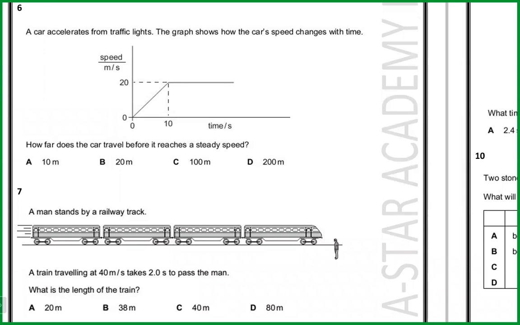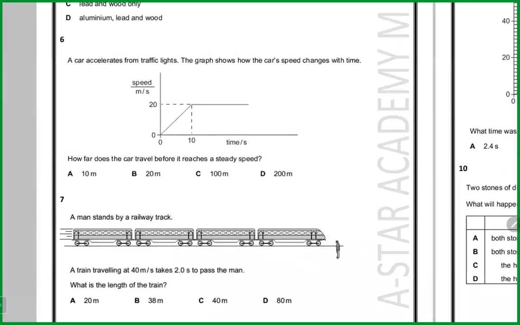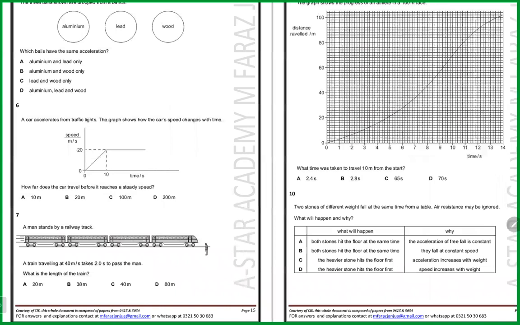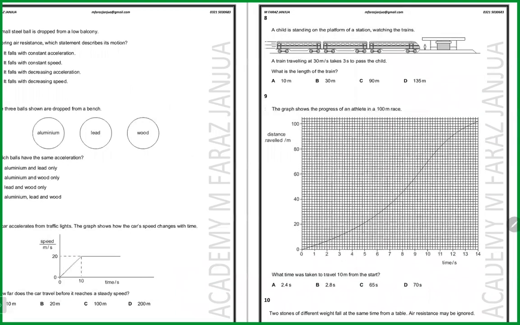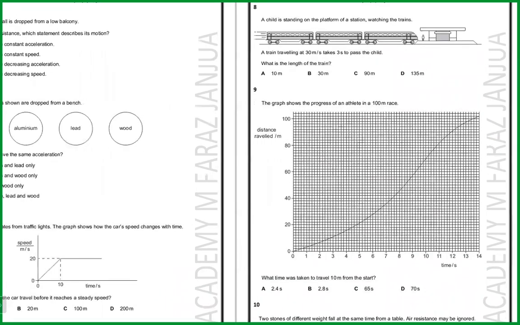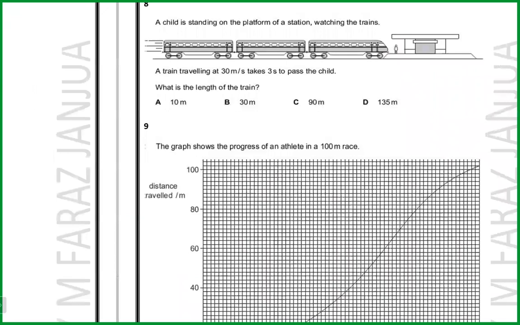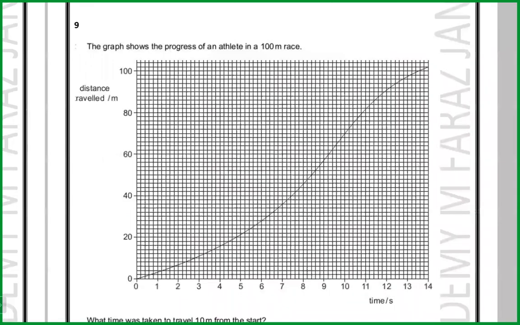Yes, because in this case, the length of the train will be the distance that the train travels in 2 seconds. That will be 80 meters. Good. D. So there's the same kind of question. There's no point of doing it. You can just do it later. Let's see if you can do question number 9.